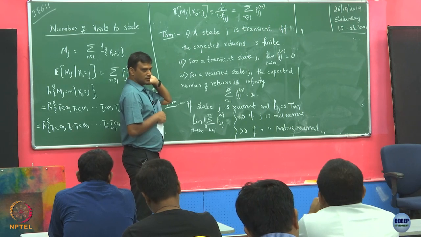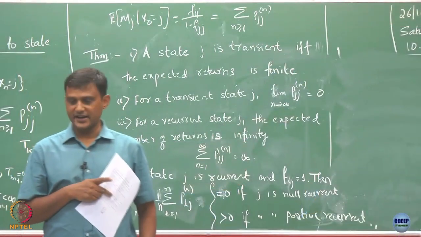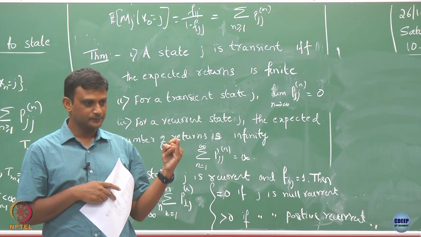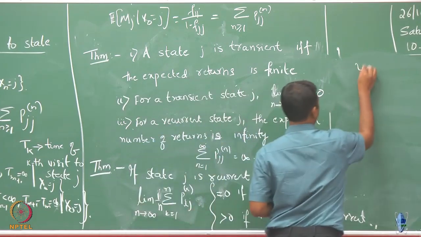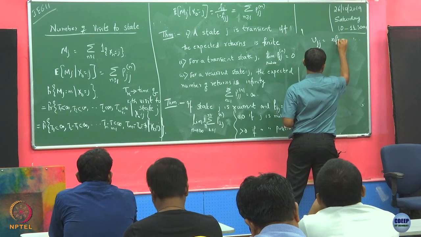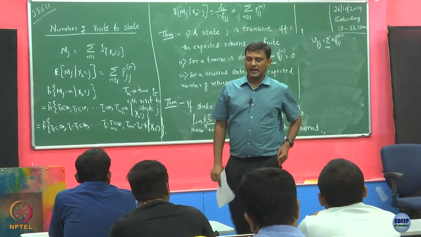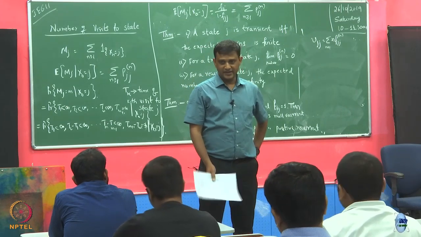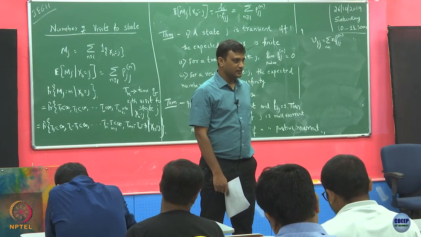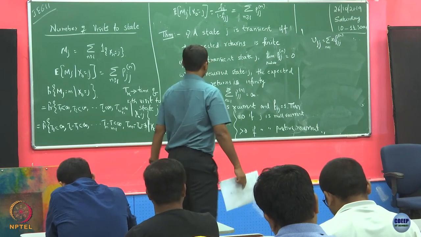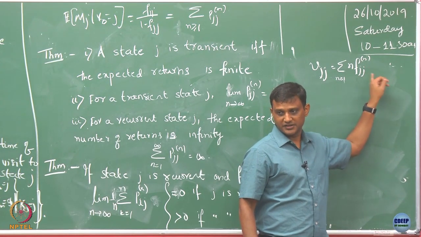Now, to know whether my state j is positive recurrent or null recurrent, one option is to go with the definition we already have: look at the sum of n times fjj of n, that is mu jj. Look at this, and if this is less than infinity, then it is positive recurrent, and if this is infinity, null recurrent. Either go and use this definition. For this you need to have the first passage distribution, fjj of n.